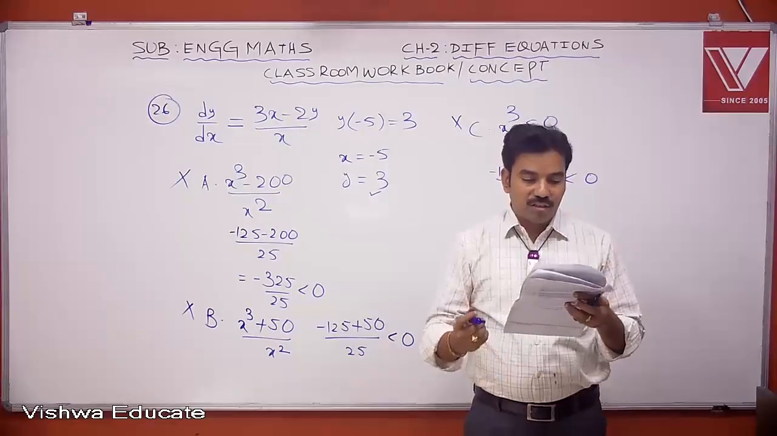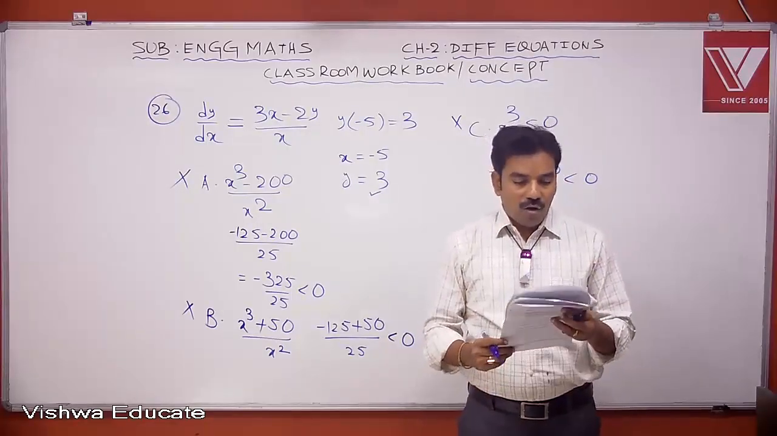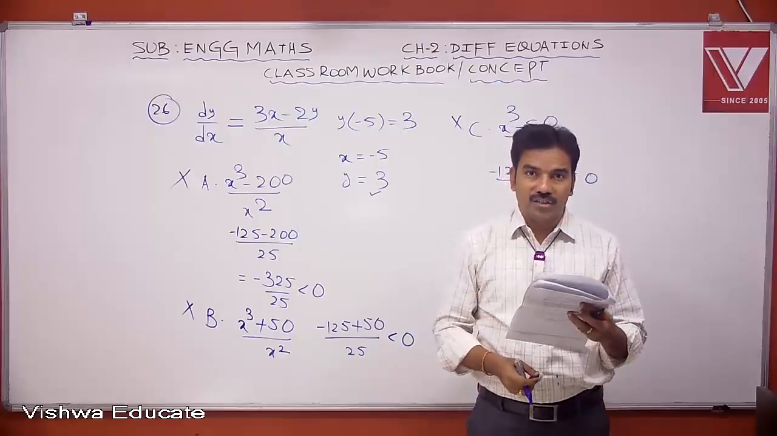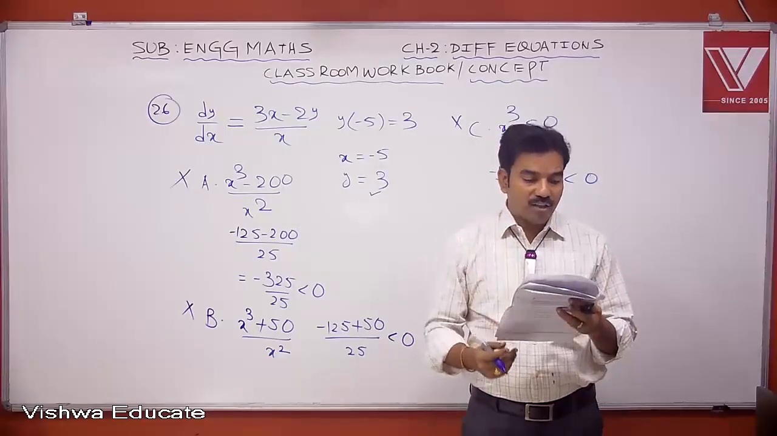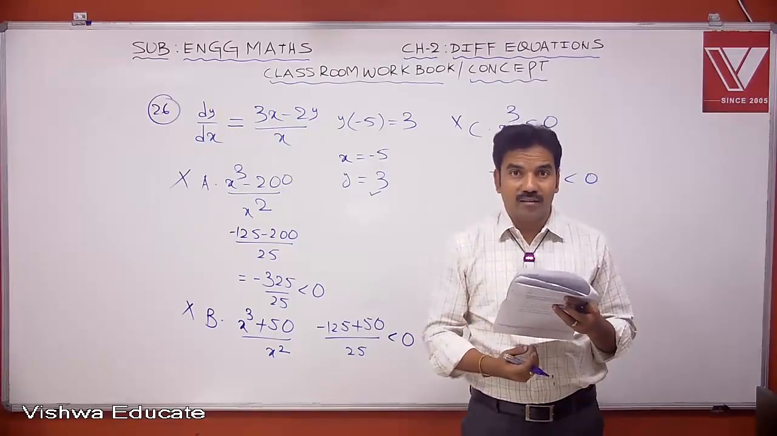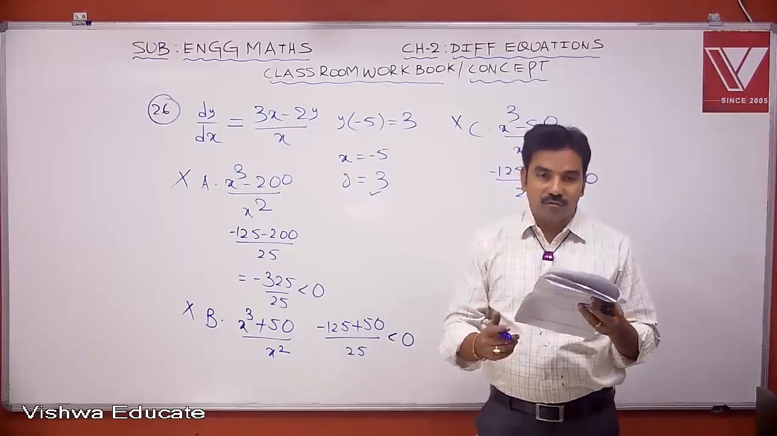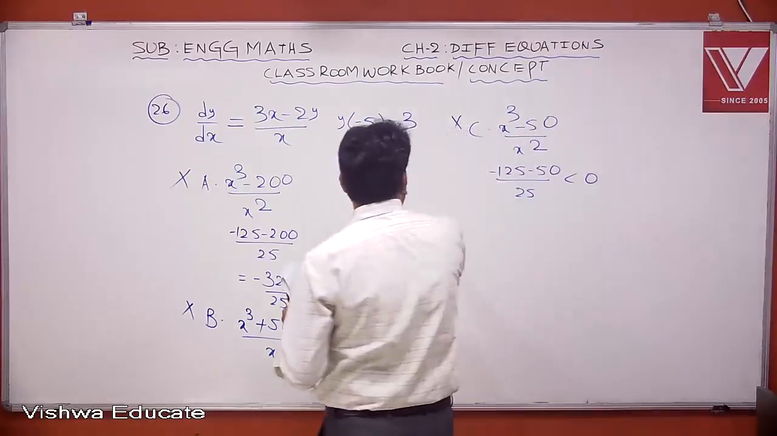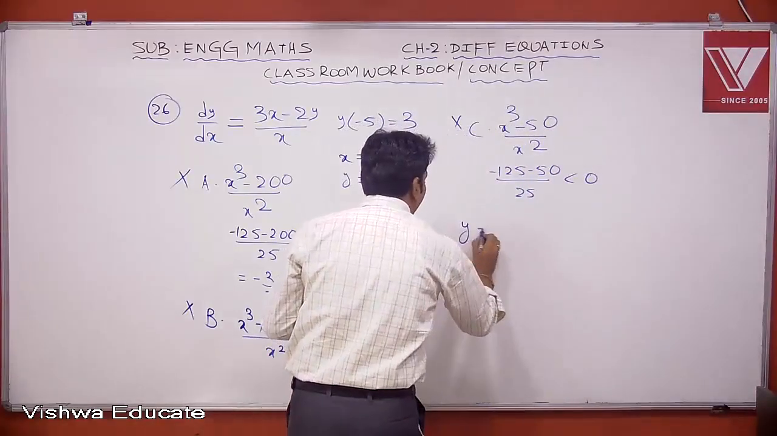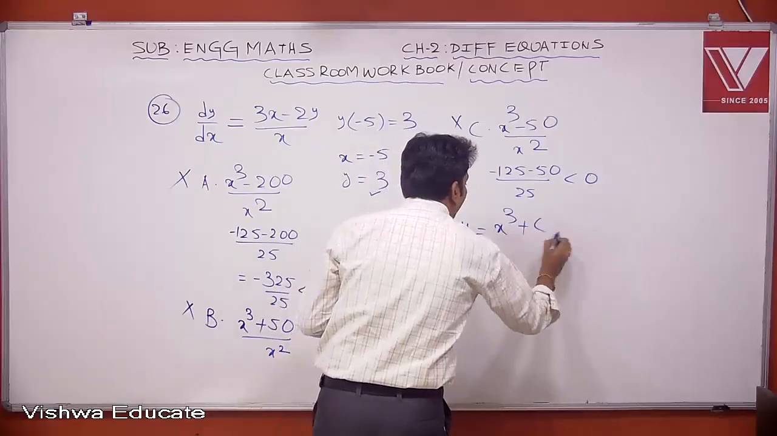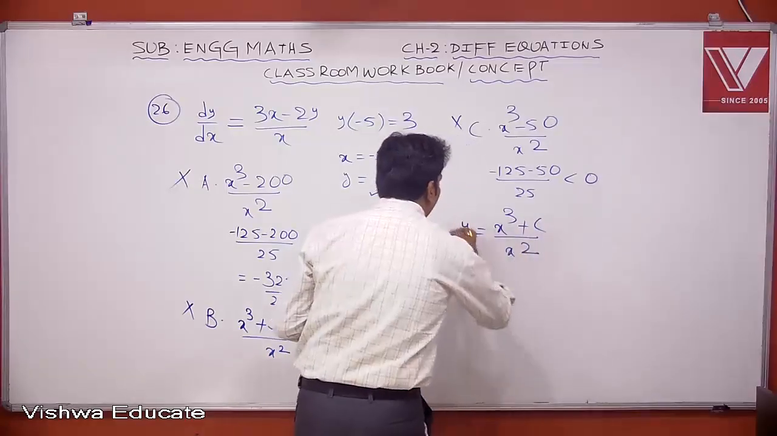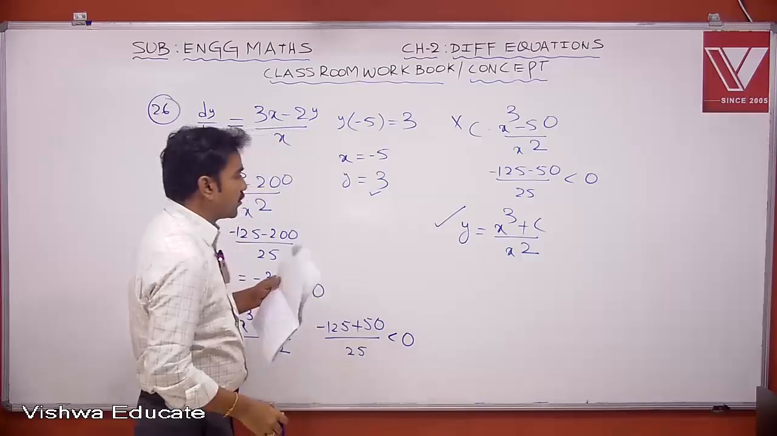Now we can solve this question in another way also. In all options, the variable part is the same. In the numerator we have x cube, in the denominator x square, but the constants are different. Therefore directly from all the options we can say that the general solution is y equal to (x cube plus c) divided by x square. This is the general solution from all options.